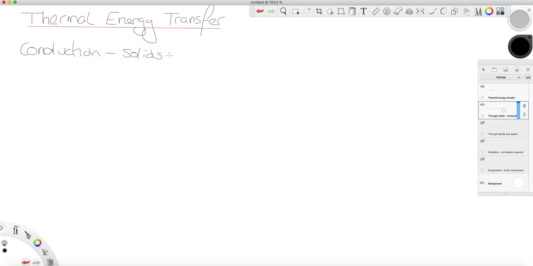You have the vibration of the ions in the lattice. That's the arrangement of the particles in your solid that we looked at when we looked at solids, liquids and gases. Now that is all solids, whether they are conductors or insulators, all solids do that. But it's very slow.